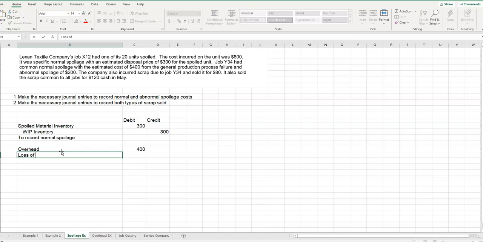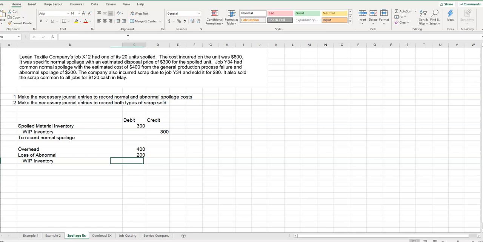This is spoilage beyond what we normally account for during a period. And we're going to remove the full amount from our work in process inventory. So those are the journal entries for normal and abnormal spoilage costs. We'll talk about spoilage and scrap in more detail in a later chapter.